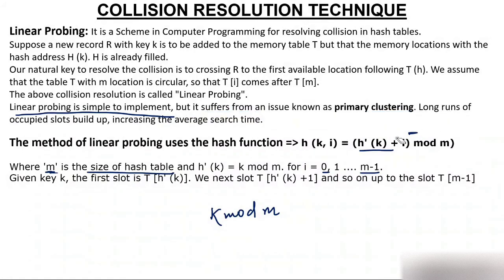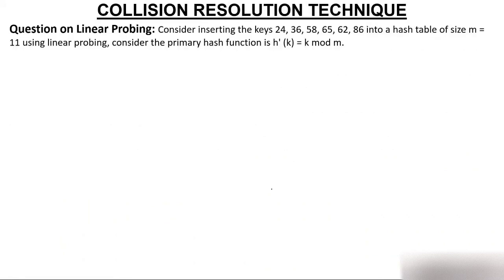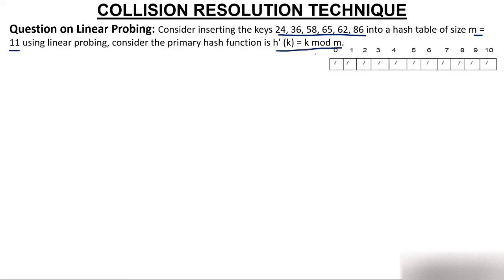So let's start with the question. Hope the question can make you understand this thing very clearly. Here you have a question on linear probing: consider inserting keys. You have to insert these keys using a hash table having size 11, using linear probing. Consider the primary hash function is k mod m. Fine. Now this is the initial value of your hash table, nothing is there in the hash table.